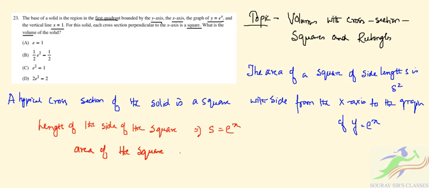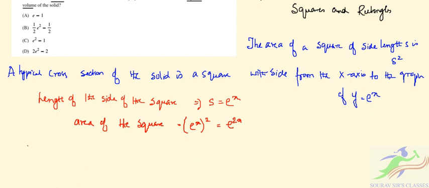So the area of the square is therefore e to the power x, squared, which is equal to e to the power 2x, right? Then the volume of the solid is found by using the definite integral of the cross-sectional area. So from here you can find the volume.